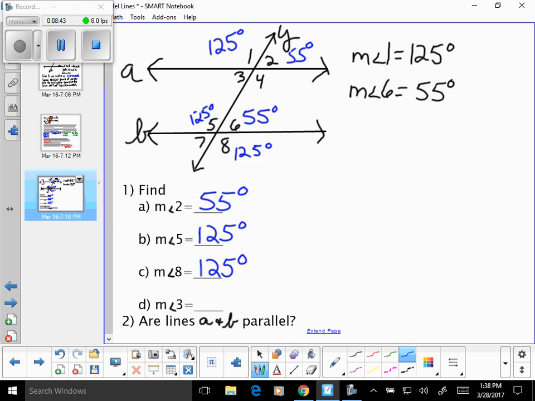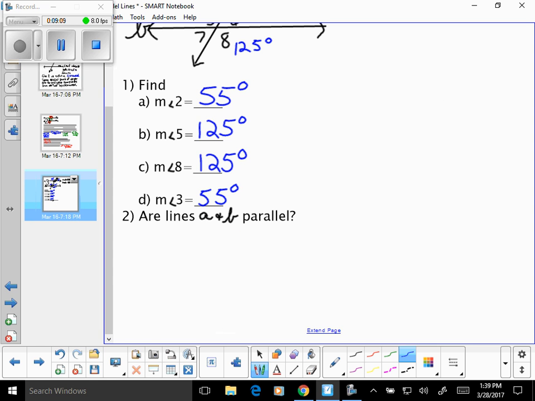Okay, let's go back to D. How am I going to figure out the measure of angle D? Well, some of you are already saying, all right, it's got to be 55 degrees. Yes, it does. It is vertical to angle 2. It is supplementary to angle 1. It is an alternate interior angle to angle 6. So I can find its measurement in any one of three ways.